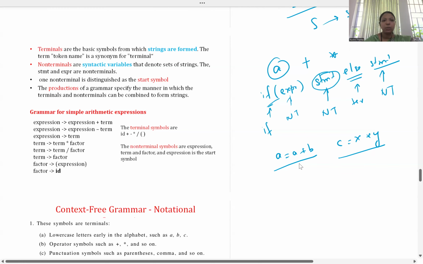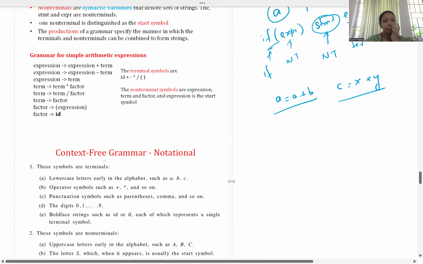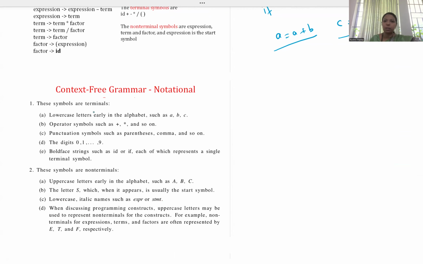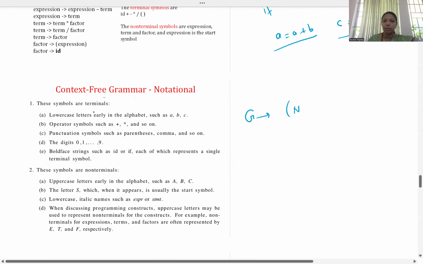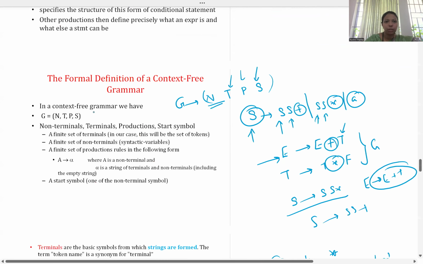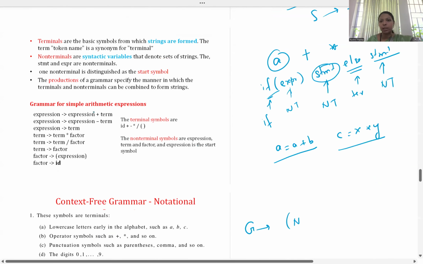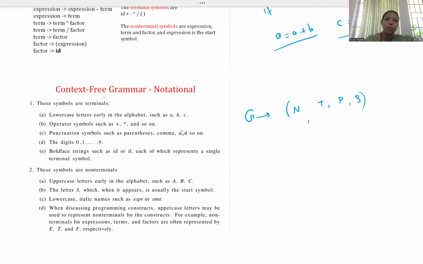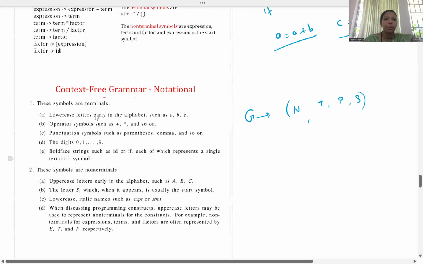So what are the notations used for all these components of this grammar? Already we know what components or notation a grammar has. It has a non-terminal, a terminal, a production, and a start symbol. So how does all this look? Terminals can usually be represented in the form of small letters, or operators like plus, multiplication, division, modulo. These are all terminals. Numbers are all terminals.